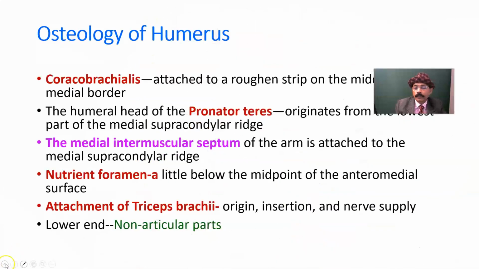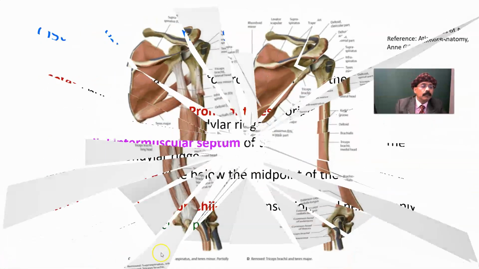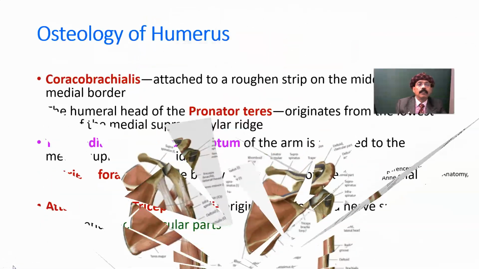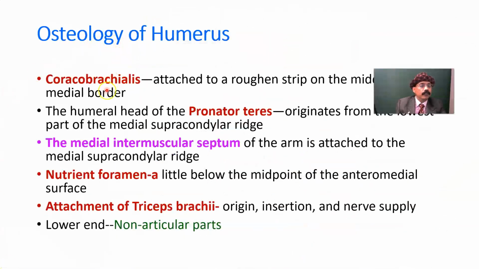Okay, so if you go there, anconeus, to show you the anconeus, this is the anconeus origin also. Here's the anconeus inserts here. Okay, here's the origin and insertion here. Okay, we got that. Anconeus is a weak extensor of the elbow joint. Okay, we got that. Now we know the insertion of coracobrachialis.